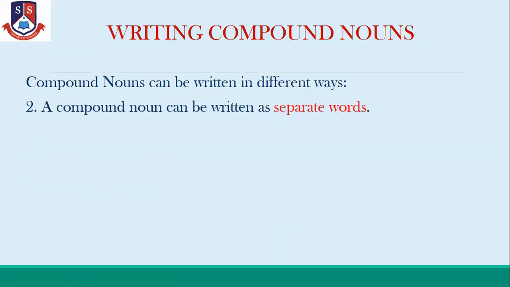Now the second type of writing the compound nouns is that a compound noun can be written as separate words. How is it written as separate words? For example, ice cream, right? Ice is one word and cream is also one word. So the separate words can be written by giving space, right? Bottle opener, right? Bottle is a separate word, and opener is a separate word, and they are written together and with space. They are the compound nouns.